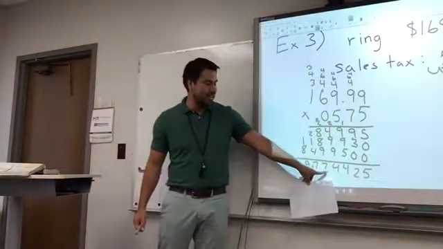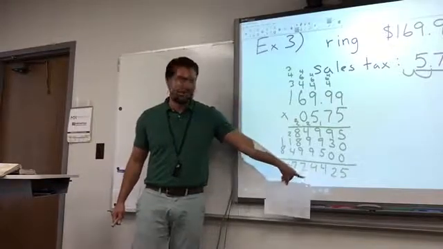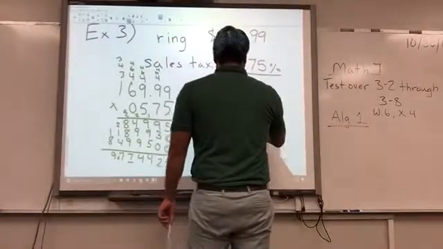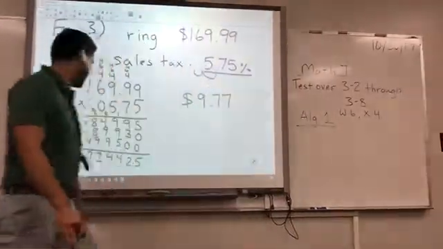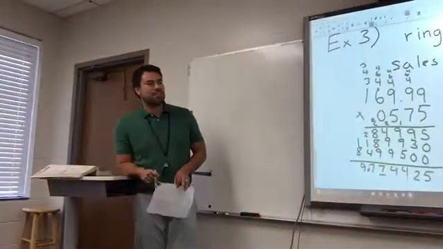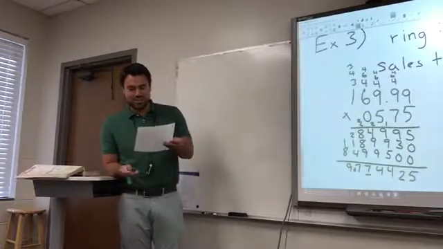Round it. All right, 7. Does it go up or stay the same? So how much did they pay for tax? $9.77. That's how much the sales tax was. All that for tax? Yeah. I'm thankful for calculators, aren't you?